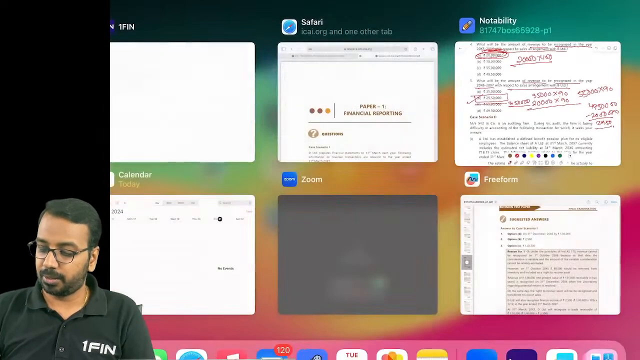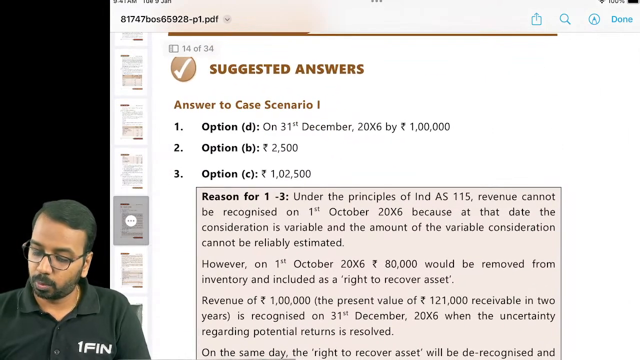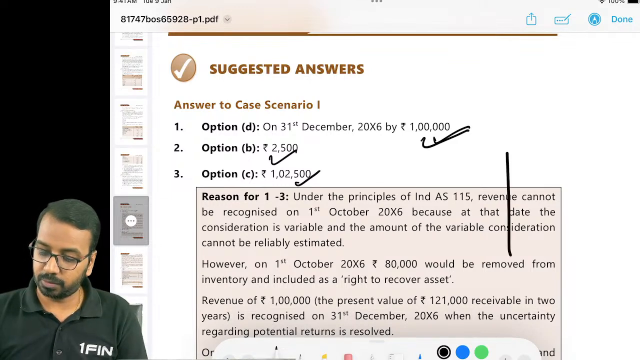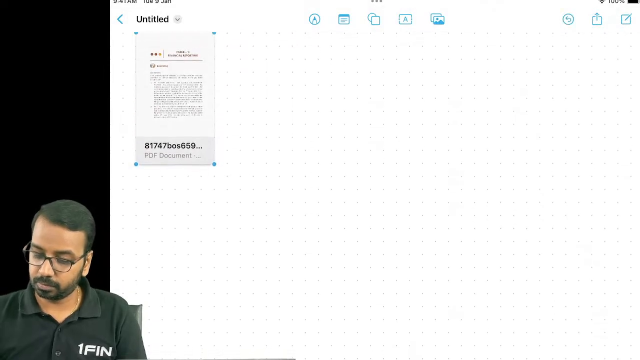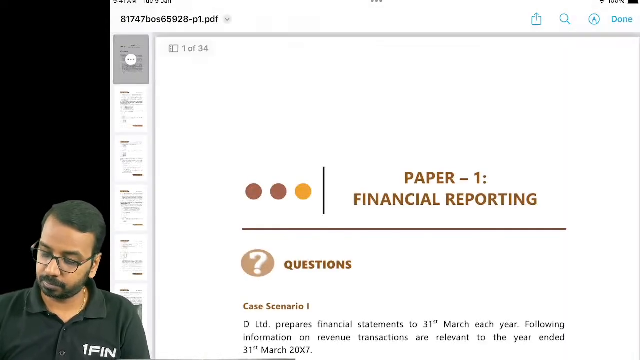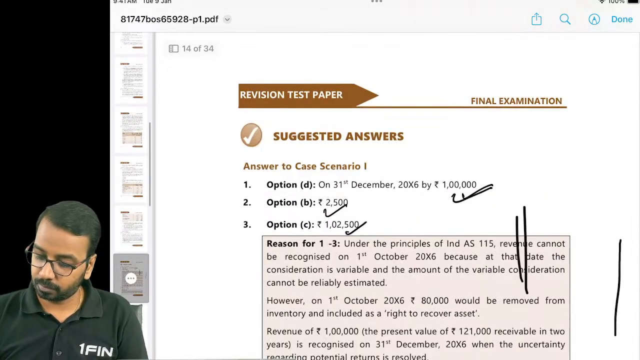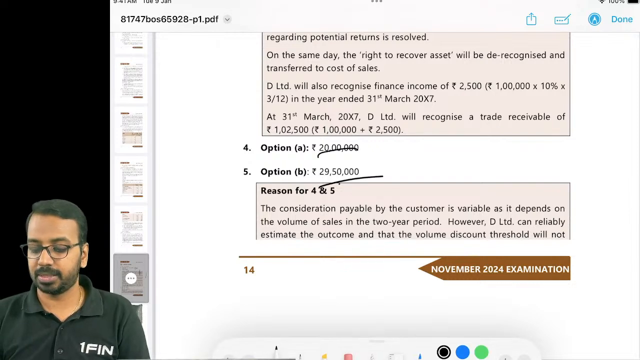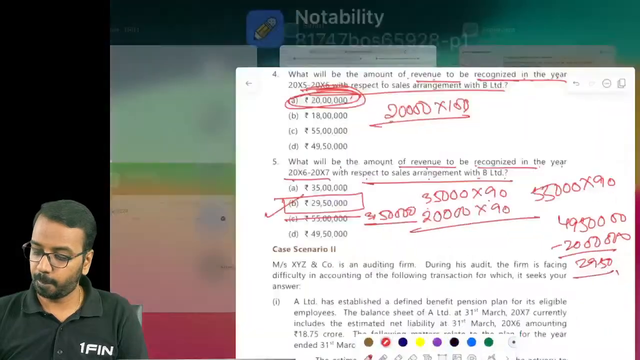So if you just cross check the answer, 20 lakhs and 29 lakhs 50,000. Right? Simple and straightforward. Right? So let's move to the next one.